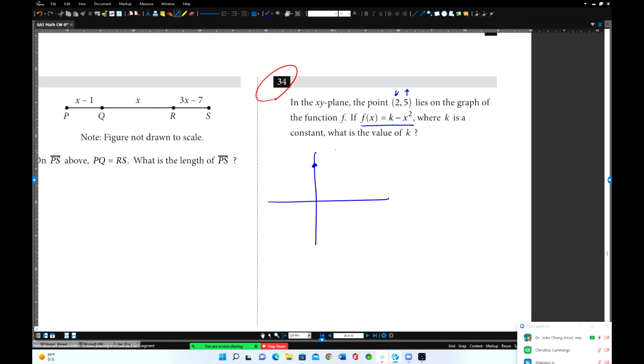Actually, this is what? X equals 0, y equals k. That looks like this way. 2 and 5 over here, okay? On this curve, that is we set solutions. Solution means when you put this point into the function of x, it's gonna be true. Y is 5. K minus x is 2 squared. It's gonna be equal. So 5 equals k minus 4, plus 4 is what? 9 equals k, okay? So k equals 9 is the answer.